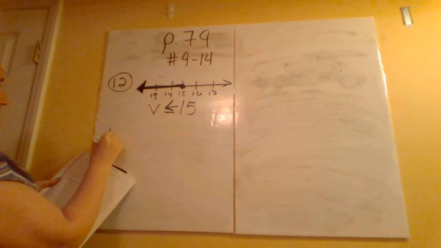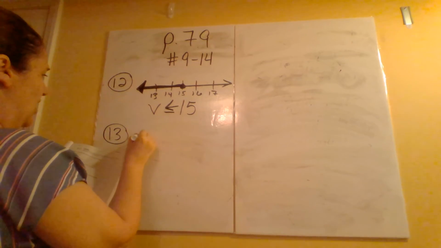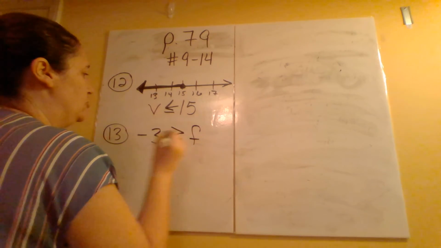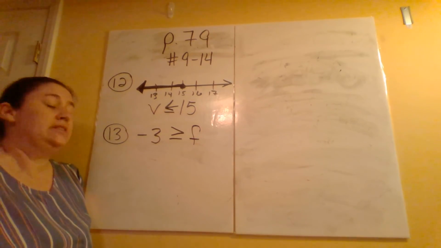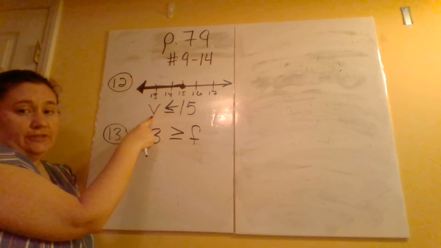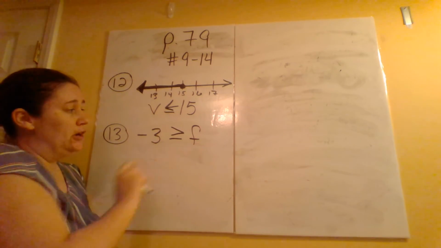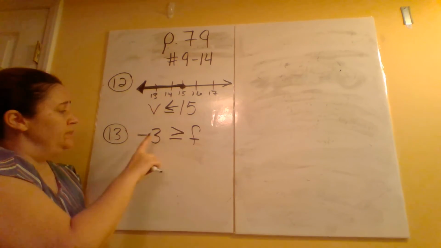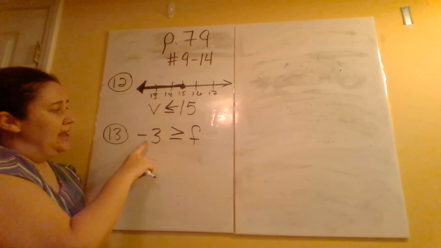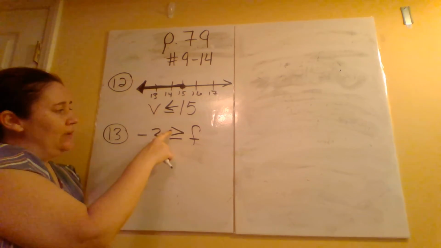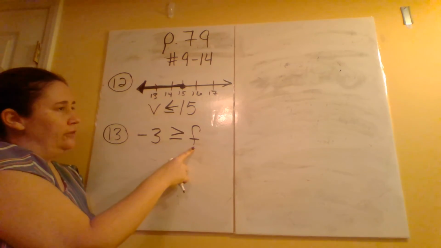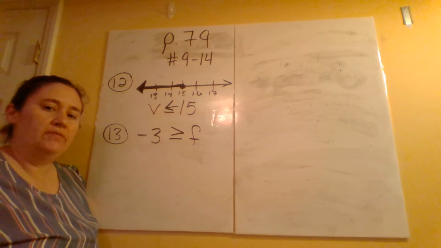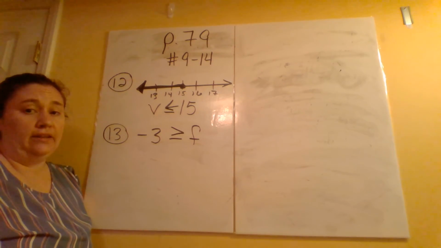Now number 13 is a little bit difficult. Not difficult, just a little strange. It says -3 is greater than or equal to f. In all the other examples we did, the variable was on the left side of the inequality. For this one, the variable's on the right side of the inequality. So we want all of the numbers that -3 is greater than or equal to. -3 is greater than f. So we actually need all the numbers that are smaller than -3.